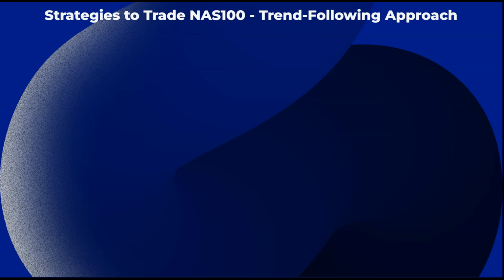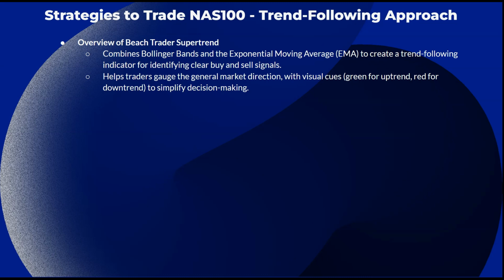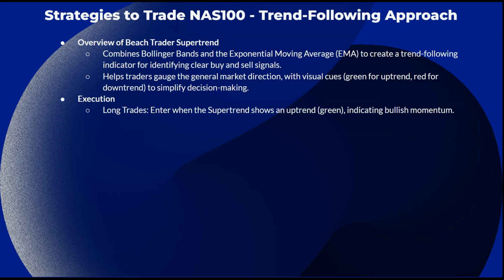Strategies to trade NAS100. Trend following approach. Overview of the Beast Trader Supertrend. Combines Bollinger Band and the exponential moving average, the EMA, to create a trend following indicator by identifying clear buy and sell signals. Helps traders gauge the general market direction with visual cues. Green for uptrend, red for downtrend to simplify decision making.